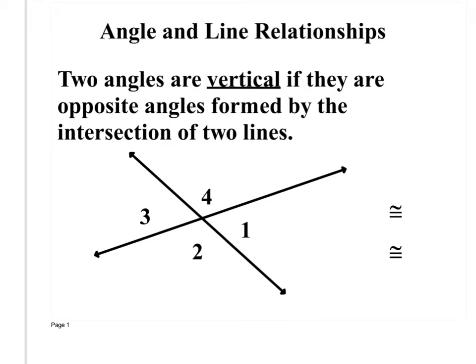All right, today we're going to talk about angle and line relationships. Here's what you need to know. Two angles are vertical. We call them vertical angles if they're opposite angles formed by the intersection of two lines.